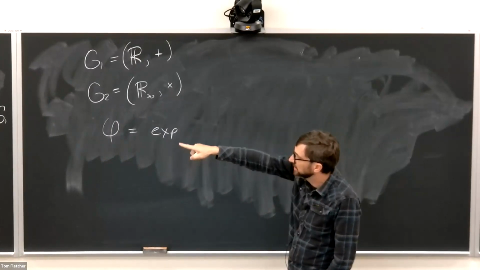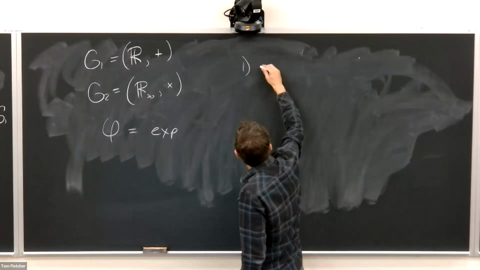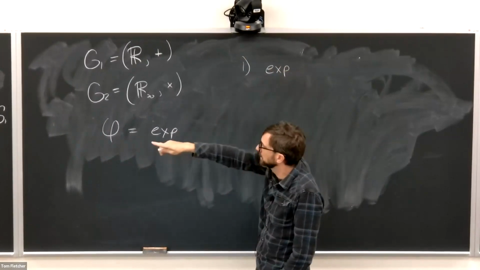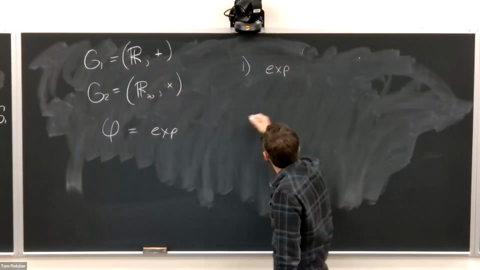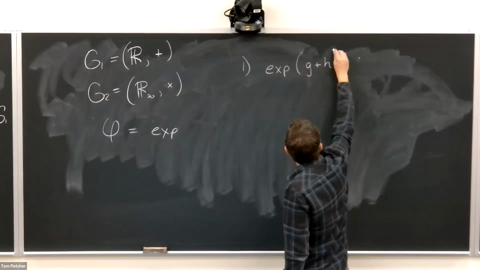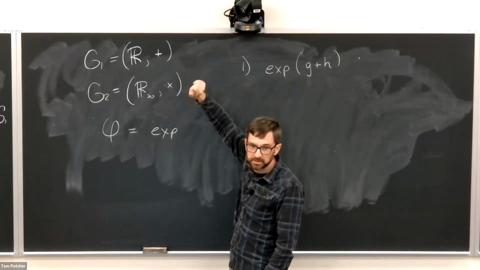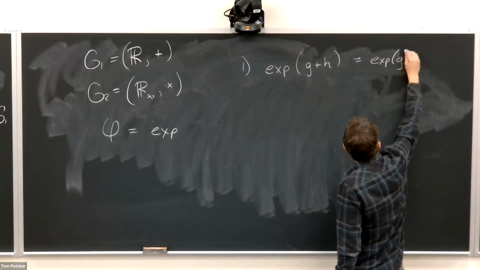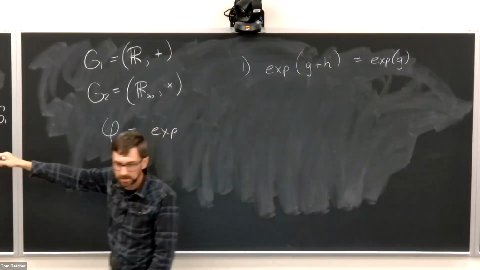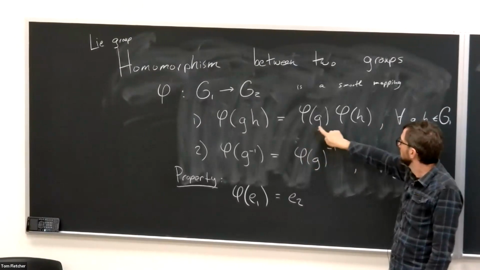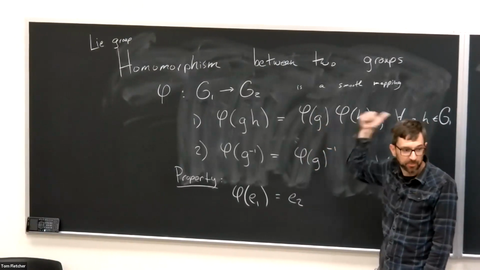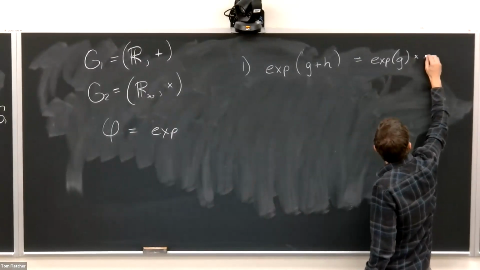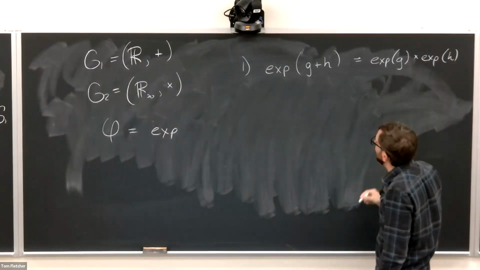So we can check these properties. For property 1, I'm just going to start writing exponential instead of phi. You have to remember that the inputs to phi are additive, so I'm going to write this as exp(G plus H), where G and H are in group 1, real numbers under addition. The question is, does that equal exponential of G, and now the concatenation over here is multiplication, so I'll use the X. Is this equal to exponential G times exponential H? And the answer is yes.